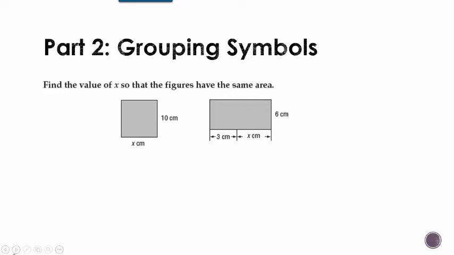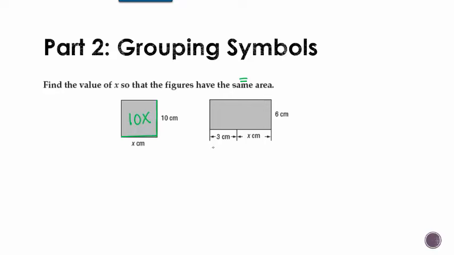We want to find the value of x so that the figures have the same area. So what we got to do is find the area for each shape, and then we want them to be the same, which means we got to set them equal. So this more square looking one, let's start with this one. Remember, area is length times width. So whatever one you want to call length and whatever one you want to call width, all we got to do is multiply those together. So 10x is the area of this guy.